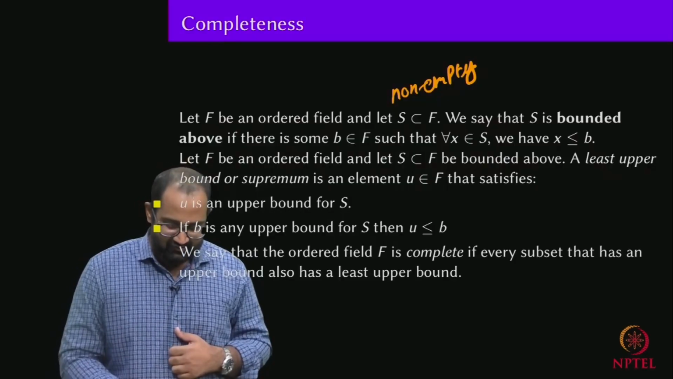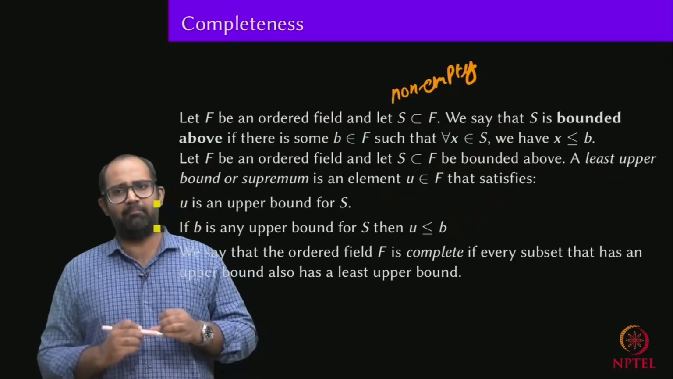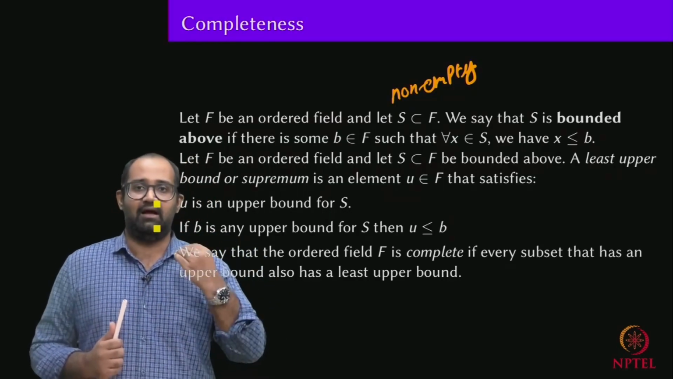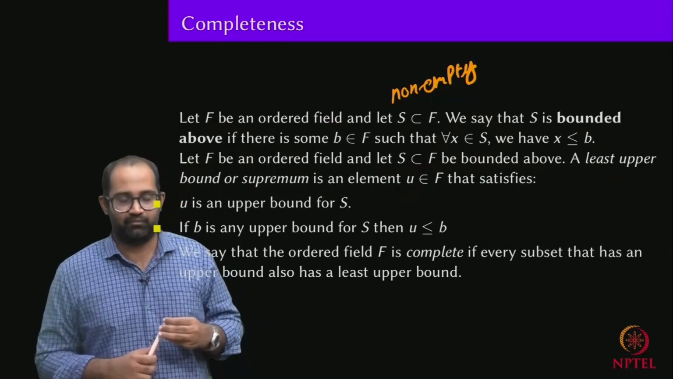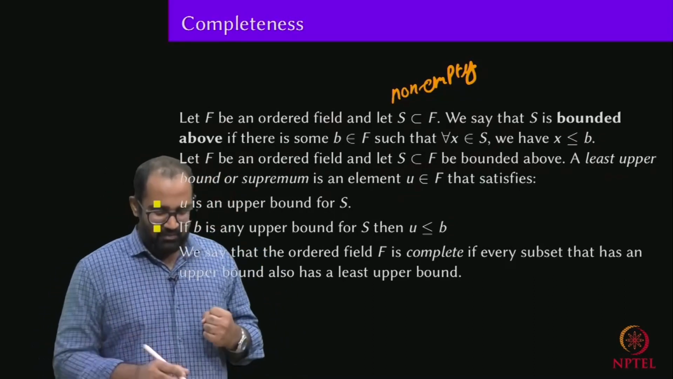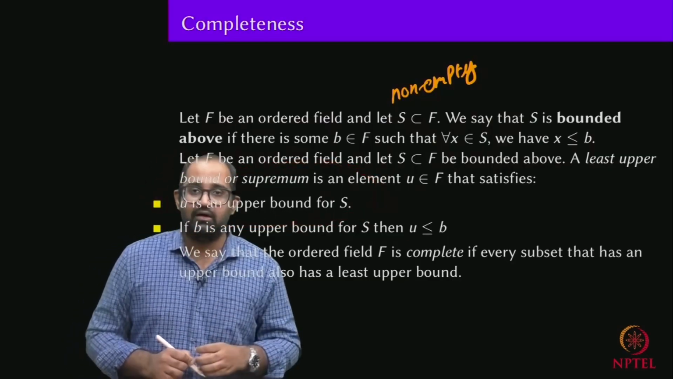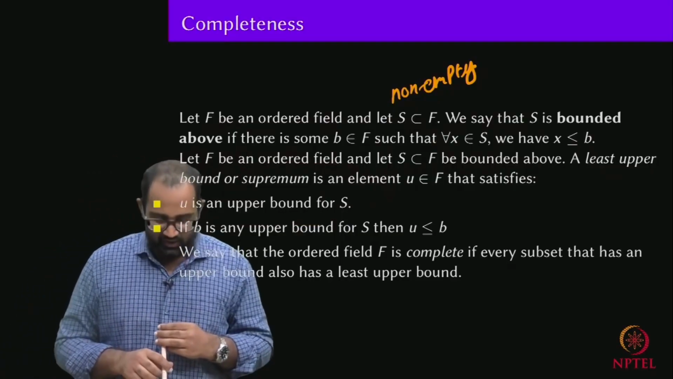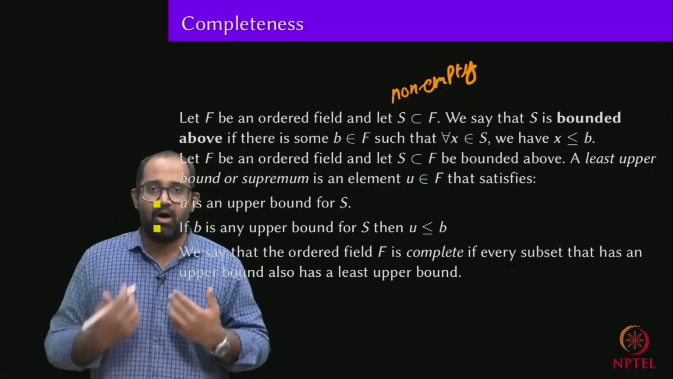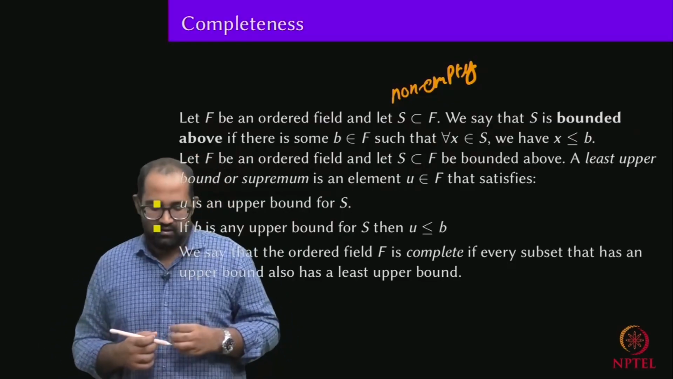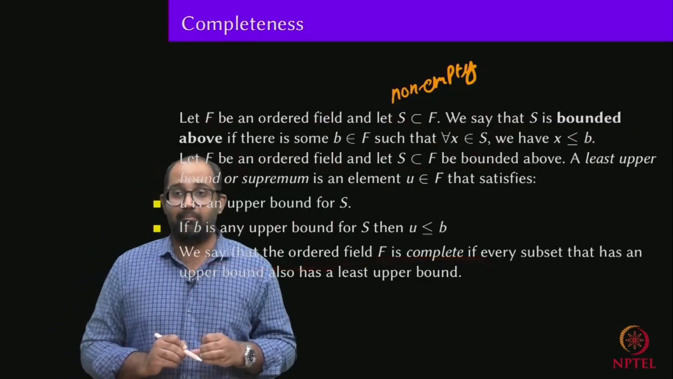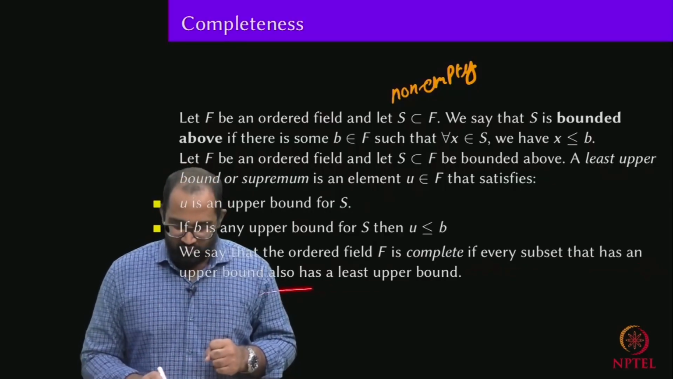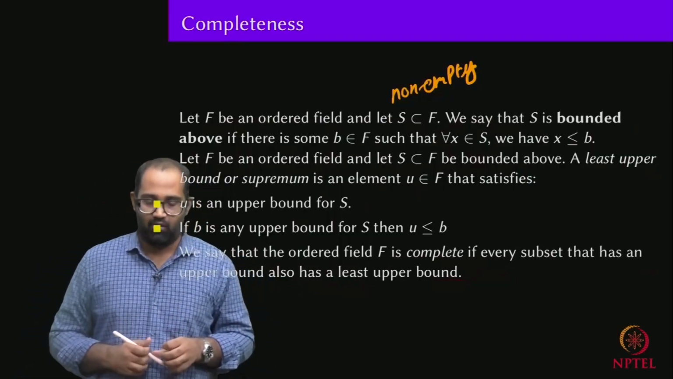The second says that if you choose any other bound for S, that bound necessarily has to be greater than or equal to U. Okay. So, the least upper bound U is that bound which is lesser than all other bounds of the set S. Okay. So, the term least upper bound is sort of self-explanatory. We say the ordered field F is complete if every subset that has an upper bound also has a least upper bound. Okay.